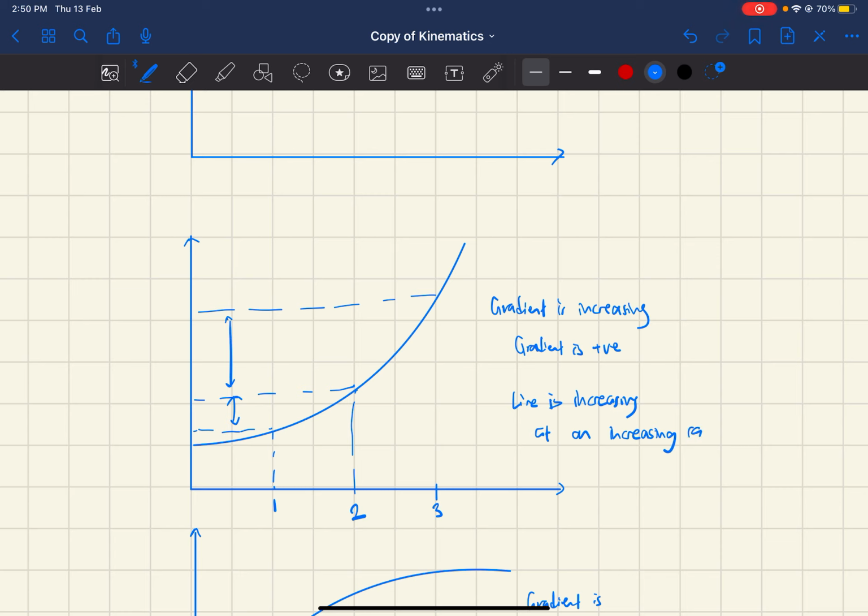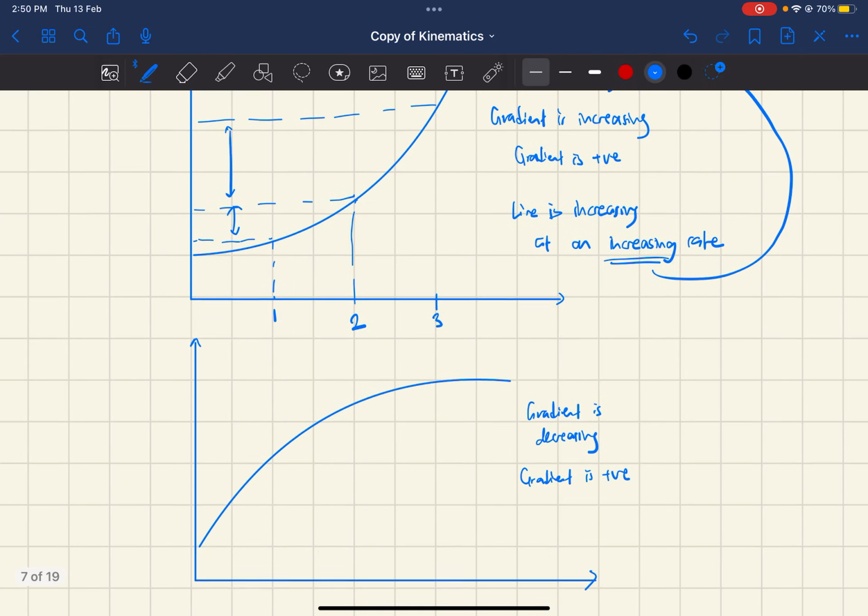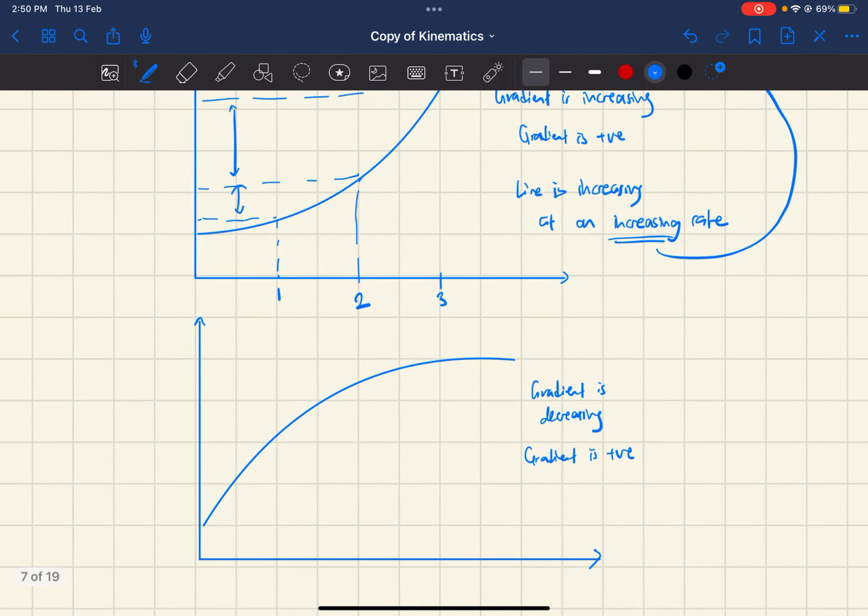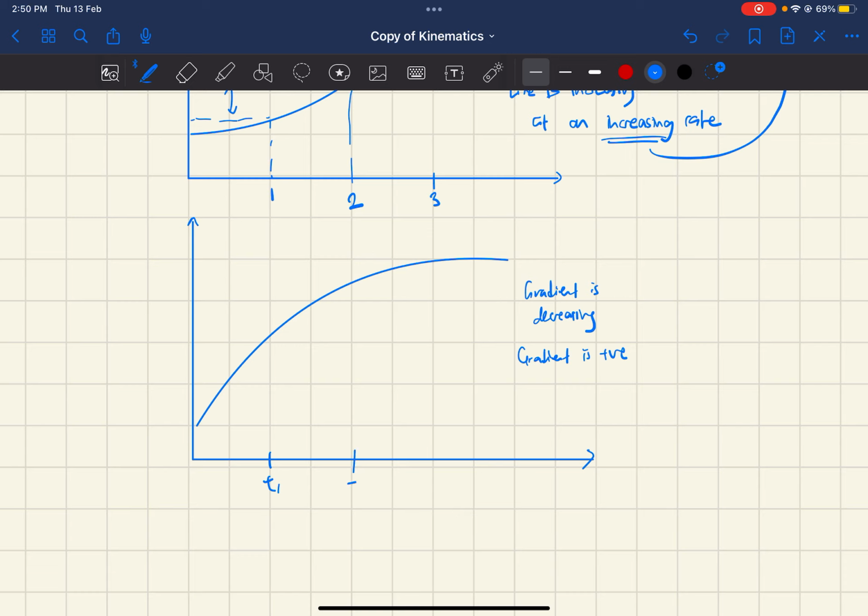So another way for you to check for your answer is for your line, the word in front of the rate will correspond to the gradient. As you can see, gradient is increasing, therefore the line is at an increasing rate. Last one over here. Let's say this is T1, this is T2, this is T3. Can you see that after every second that has passed by, the gap between the dotted lines is getting smaller and smaller? So as a result, the line is increasing at a decreasing rate, because the gap is getting smaller although it is increasing.